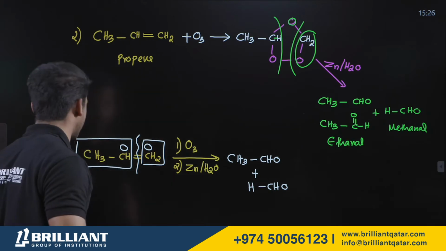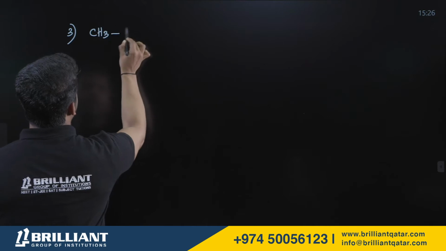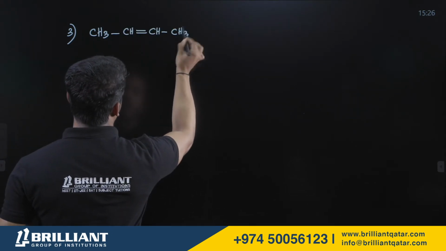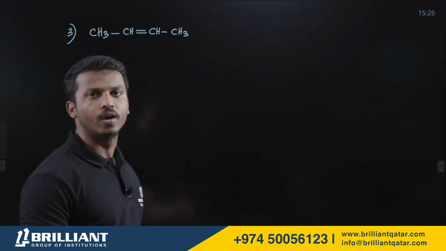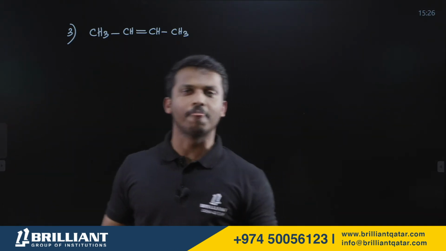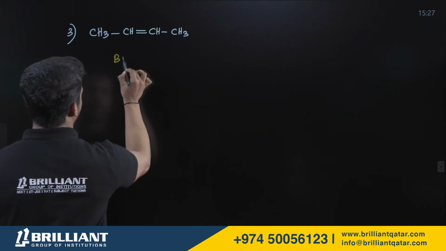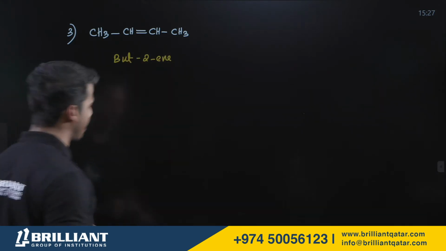Some more questions. Let us practice, dear all. Third question. CH3, CH, double bond, CH, single bond, CH3. What is the IUPAC name of this compound? There are a total of 4 carbon atoms and the double bond is on the second position, right? We can call it 2-butene, all right?